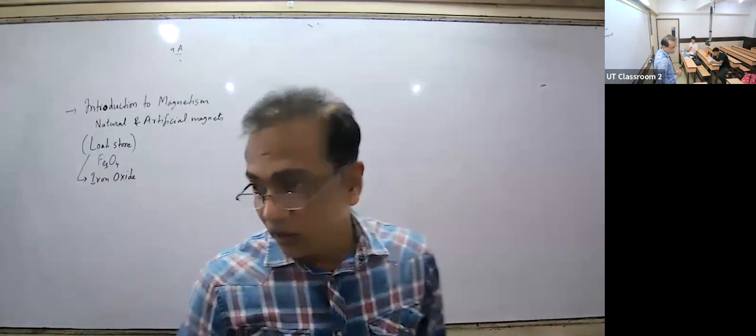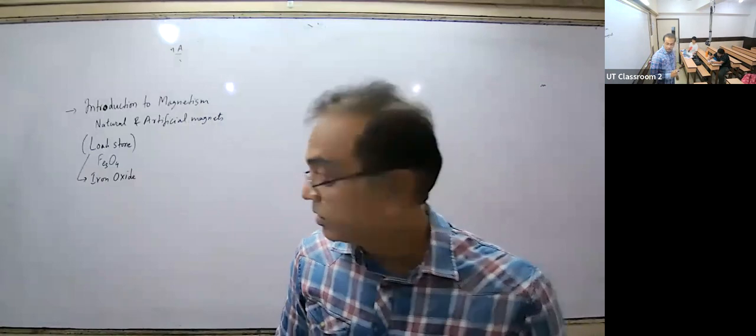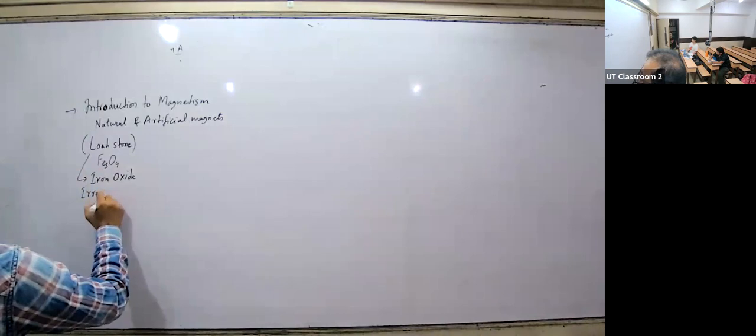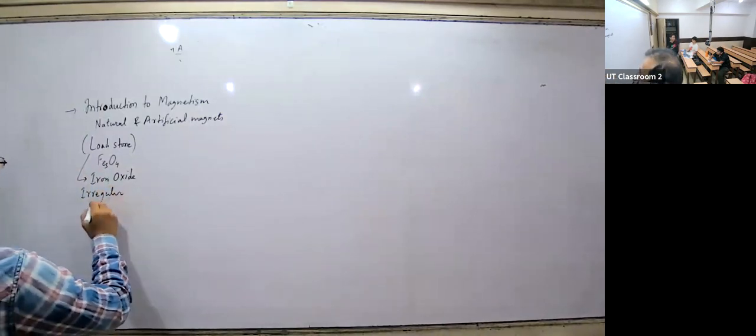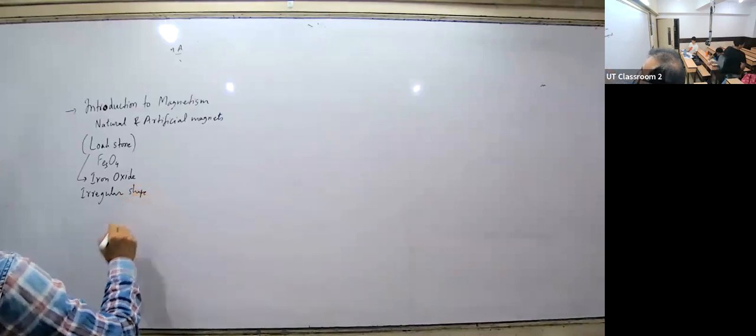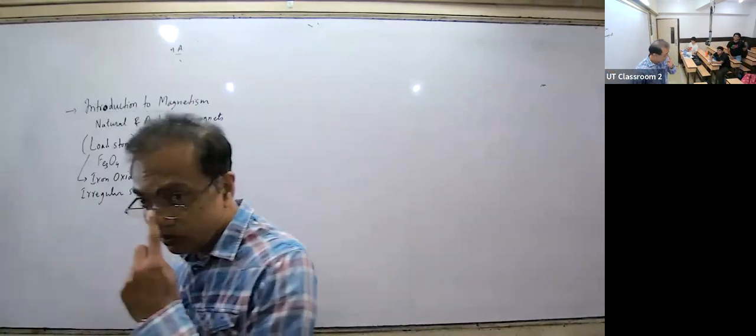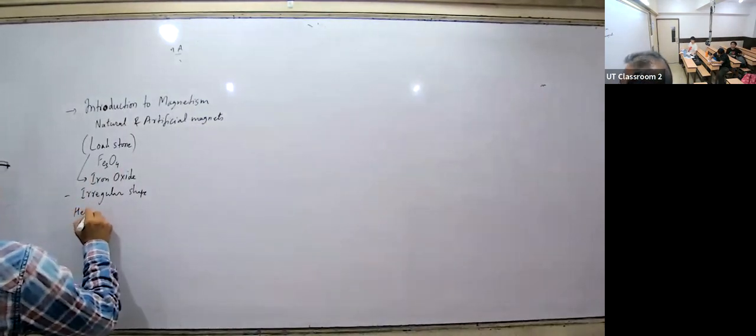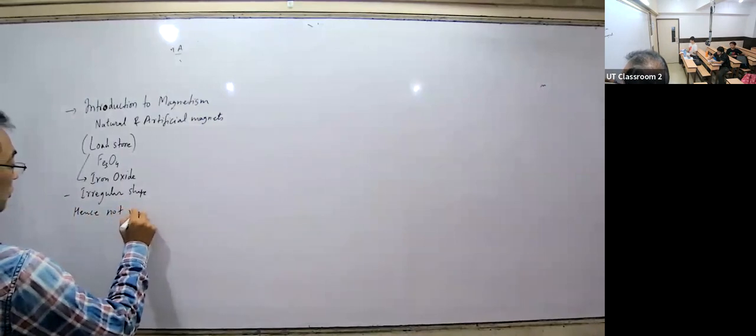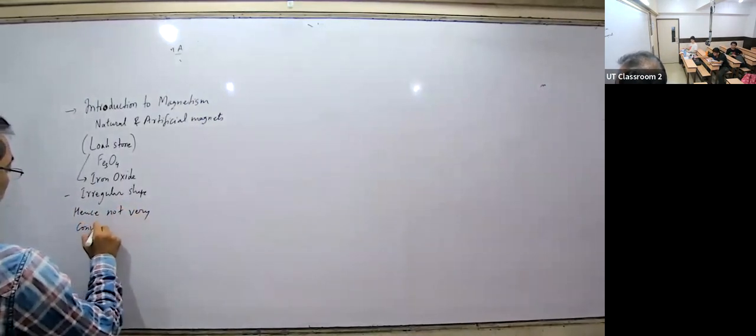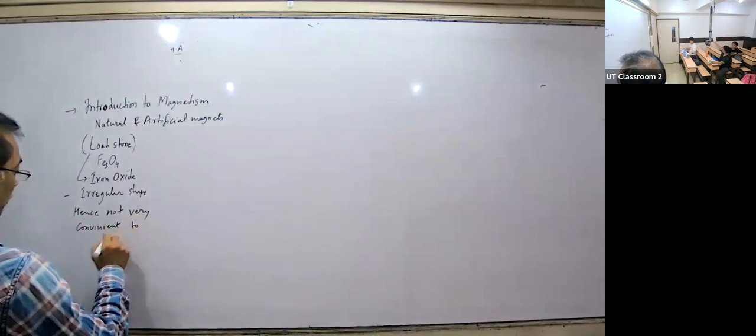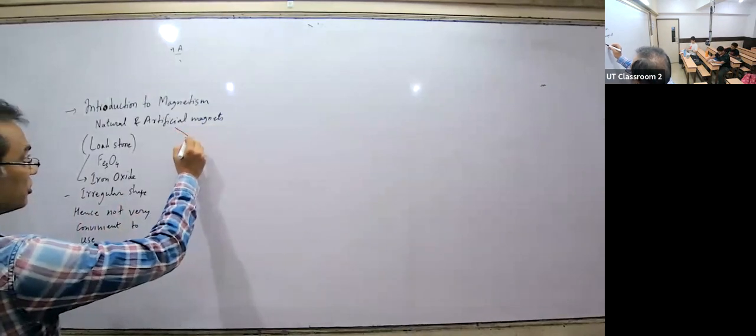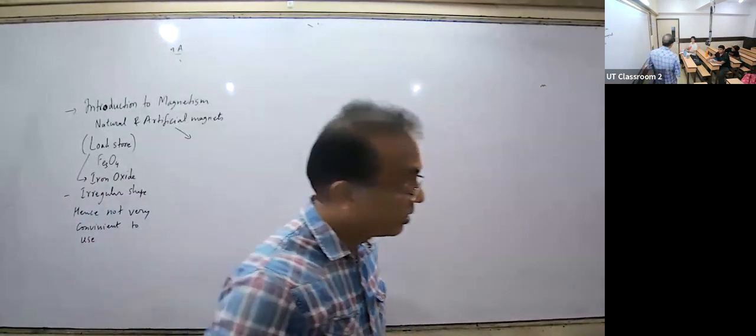Now, what is the problem with natural magnet? It has an irregular shape. Okay, so it is not very convenient to use. Right. So that's why what we need is artificial magnet. Artificial magnets are man-made magnets, right?